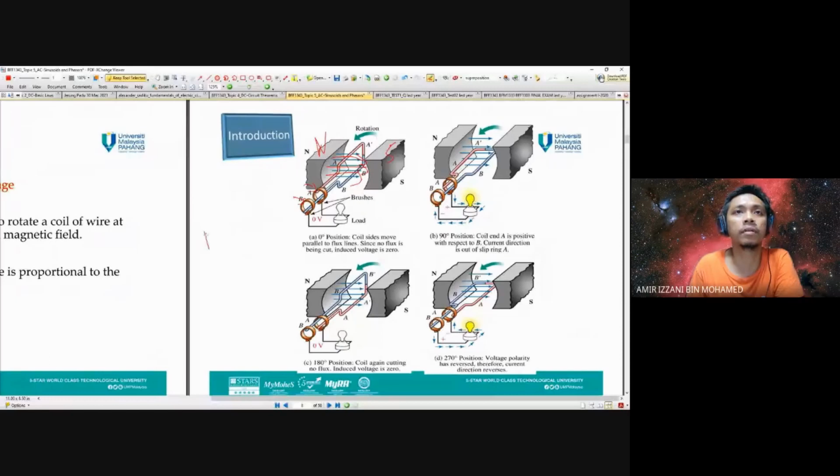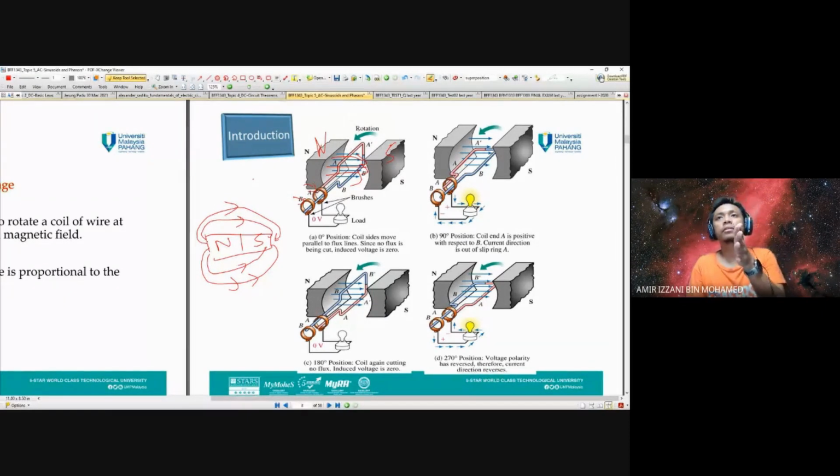If you have a magnet, N and S, this is the direction of flux. If you remember, for a bar magnet, the direction of flux is from north to south. At this position, 0 degree, there is no flux cutting.